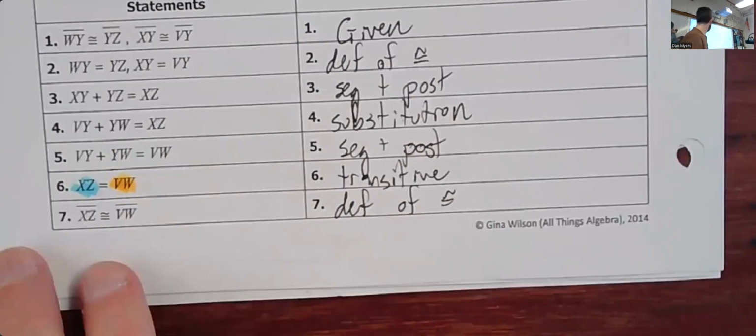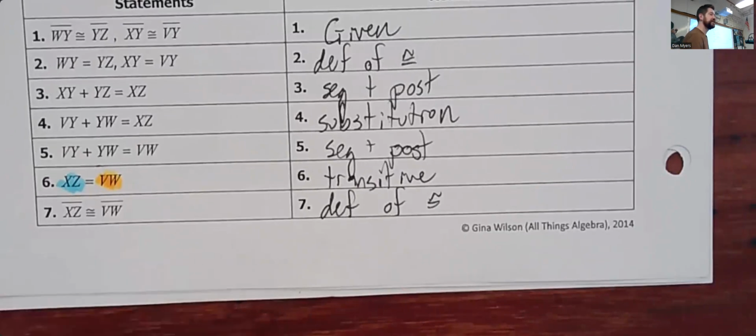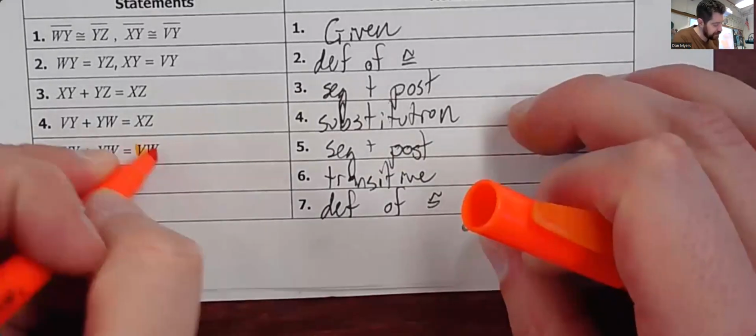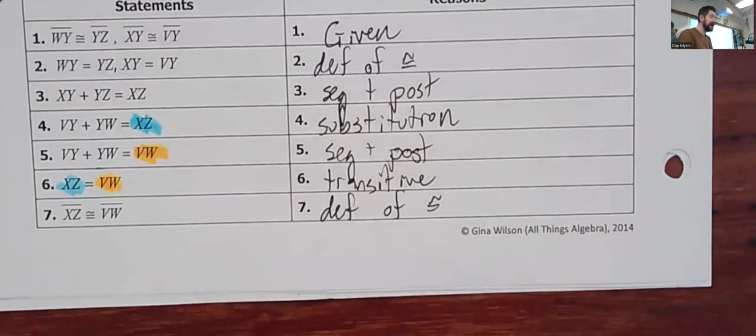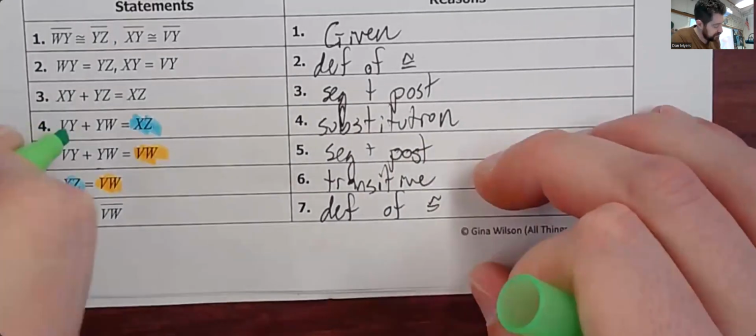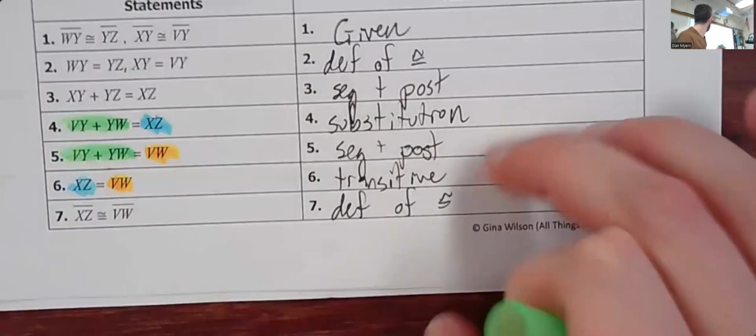Look at some previous statements there. Do you see XZ equal to the same thing as VW in any of the previous statements? It might take two other statements to find it. What's that? Number 5. So VW is equal to VY plus YW. And then does any statement report XZ equal to the same thing? Yeah, it does. So our third thing is VW, our first thing is XZ, and our second thing is VY plus YW.